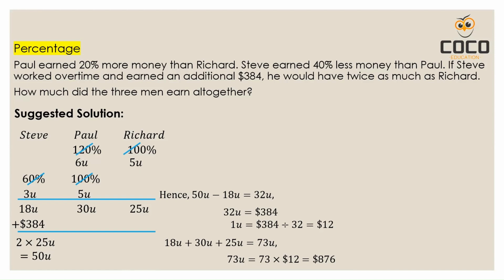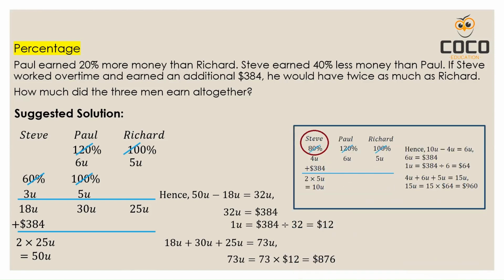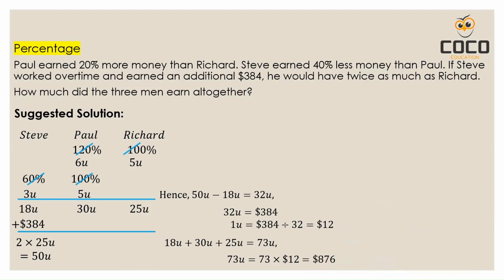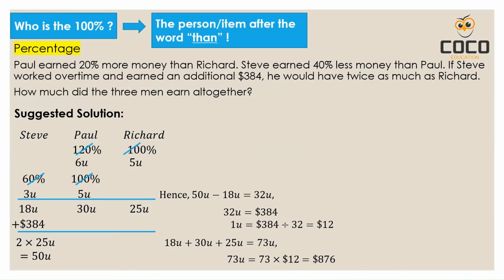I believe you have found the mistake in the student's solution. Yes. "Steve earned 40% less than Paul" only implies that when Paul is 100%, Steve is 60%. To avoid this mistake, we need to identify the 100% correctly for each sentence. And the trick is that the person or item that comes after the word "than" is always 100%.